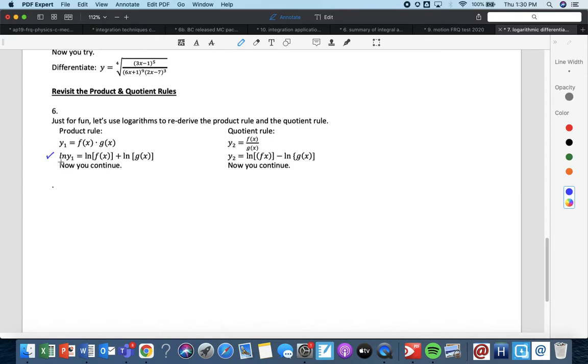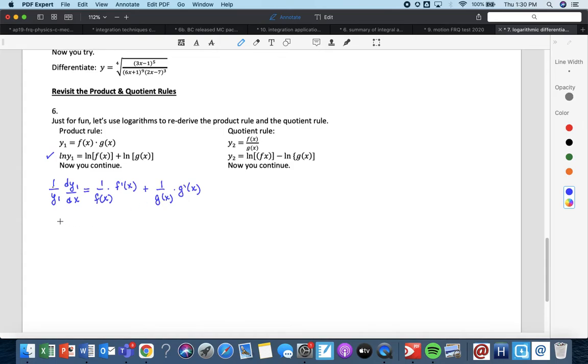So I've taken the natural log of both sides, so I have the ln of y1 over here. And then when you take the natural log of a product, you can split it into two natural logs. And now we'll take the derivative. So I'm going to get 1 over y1 times dy1 dx equals, and then the derivative of that is 1 over f of x times f prime of x, and the derivative of that is 1 over g of x times g prime of x.